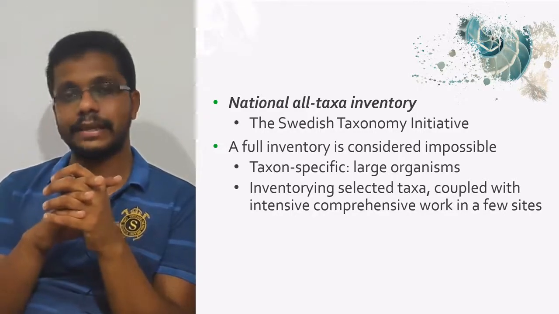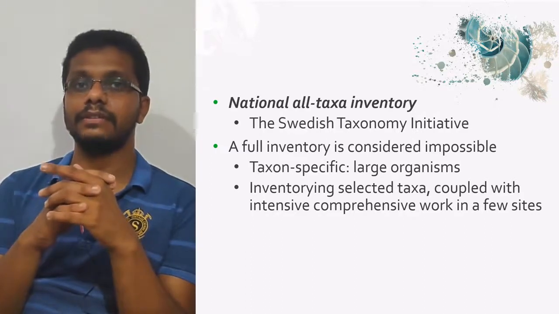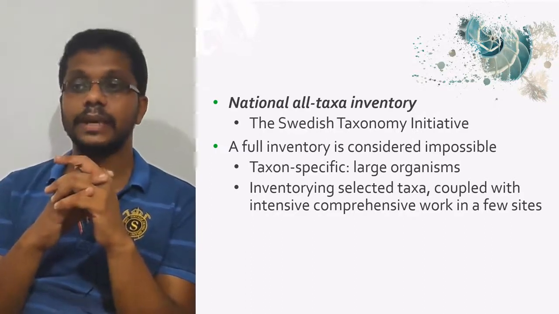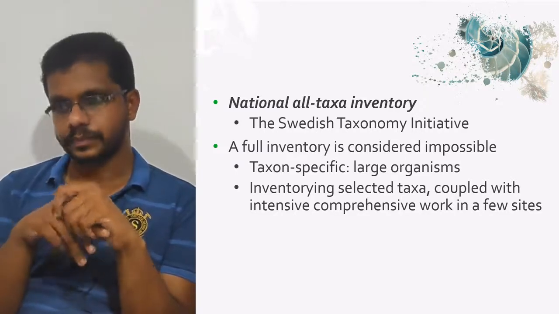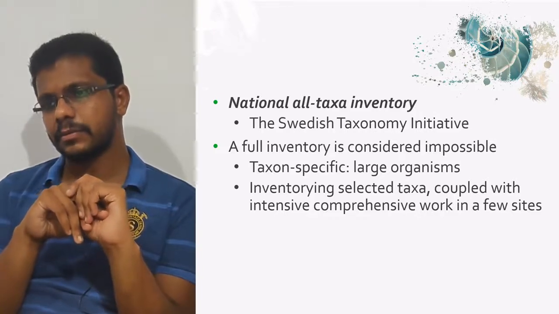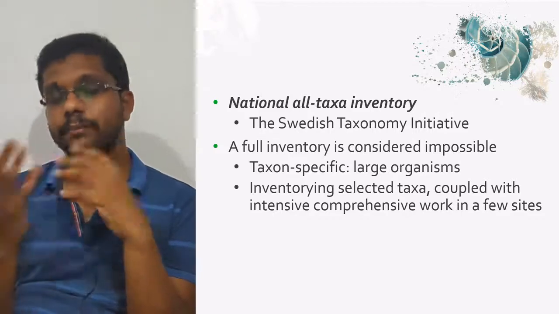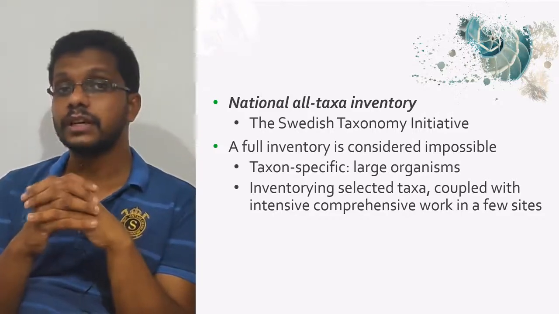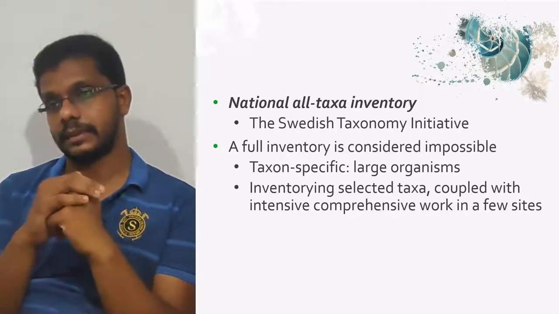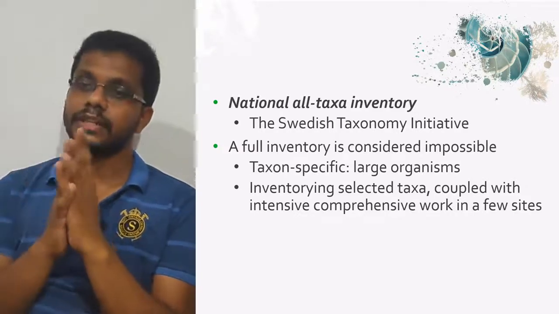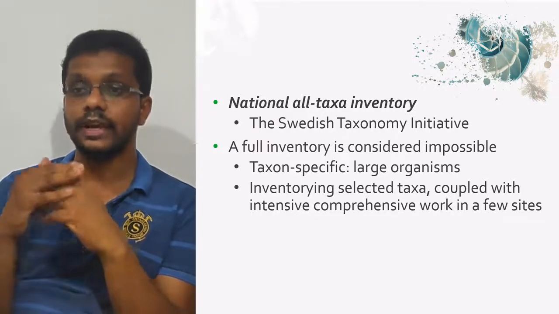If you think about a situation like India, it's a huge country with huge biodiversity and resources. It's very difficult to make a comprehensive national all taxa inventory. So it's generally observed that a full inventory is nearly impossible in the near future because of the huge number of organisms, and most of these organisms are undescribed. So people are always trying for it, but right now for inventory purposes, we have two different strategies.